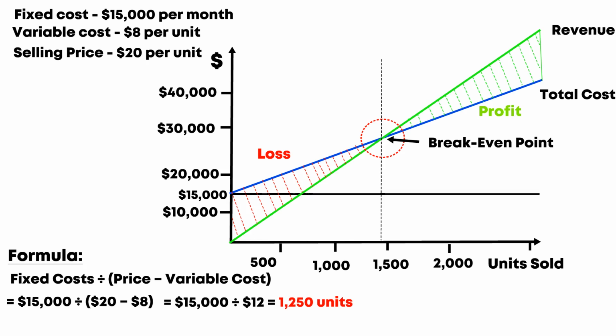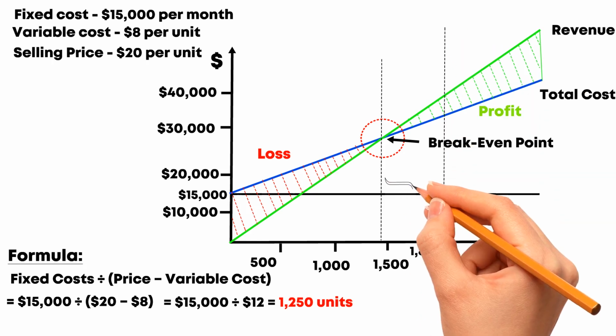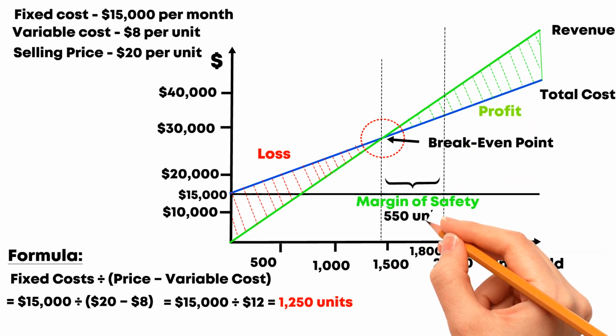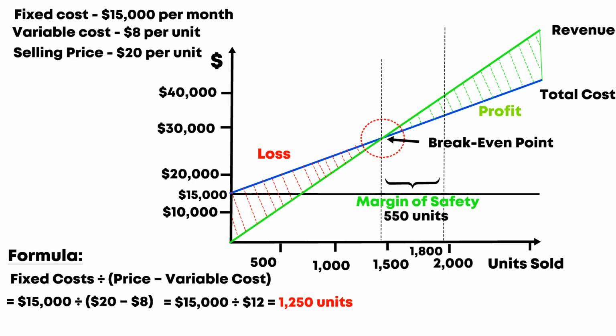If you're currently selling 1,800 units, your margin of safety is 550 units. That's how much sales can drop before you start losing money. The bigger this gap, the safer your business.